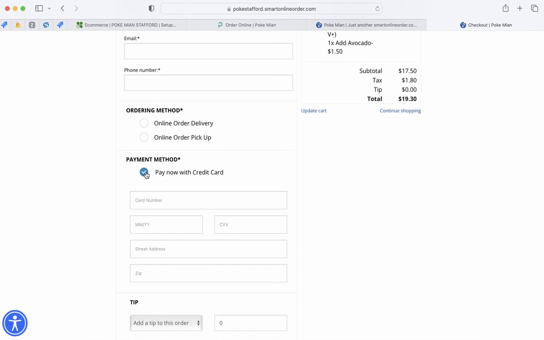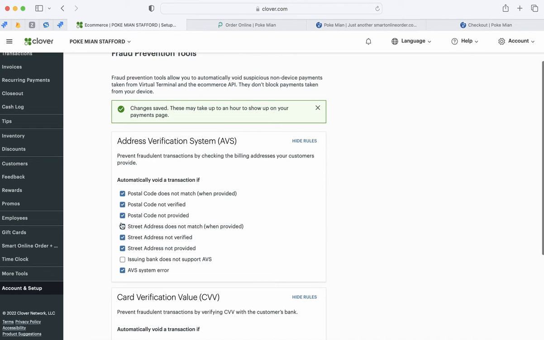Okay, I'm gonna choose it now. Yeah, street address, see? So what did I just do? All I did was go in the back end and say that the postal code has to be verified, the street address has to be provided. If it doesn't match up, decline the credit card, okay? And you don't have to do this, but if it does come down to it, and this is something you have to do to help mitigate chargebacks, then go ahead and do that.